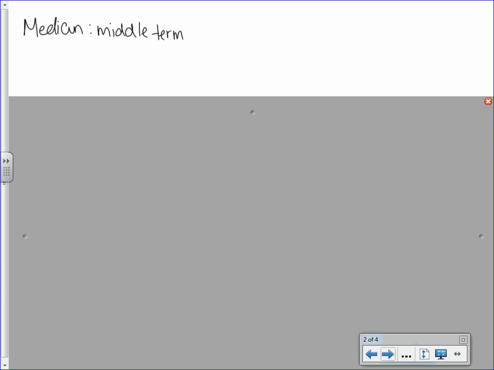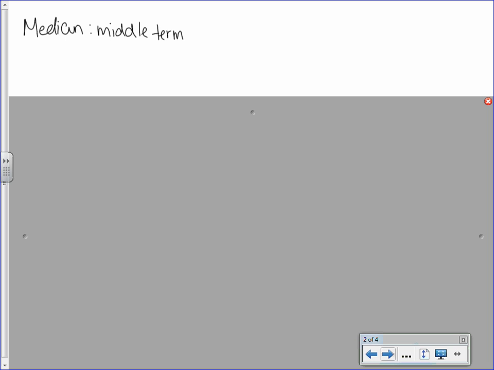Most people that are in trig are driving or starting to drive, so hopefully you guys know that the middle of the road is called the median. So maybe that will help you remember.